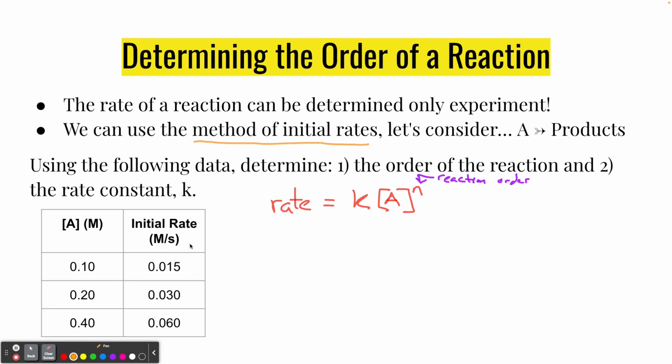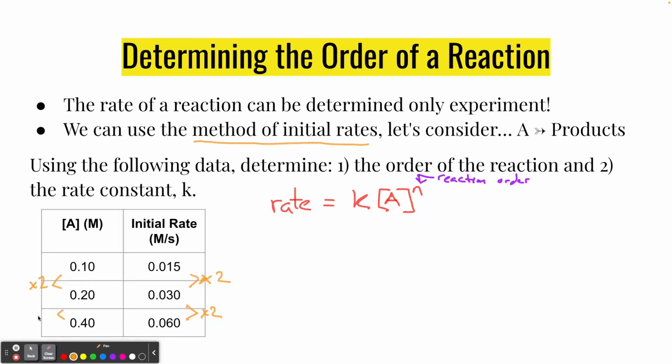So we have the initial rate and we have the concentration of A, right? Now I can say, okay, what happened between 0.1 and 0.2 to the rate? It started out at 0.015 and then it doubled. So I'm going to say, okay, this was times 2. I'm going to do the same thing on the other side. So 0.1 to 0.2 is obviously, again, times 2. And then it doubled again for both of them.